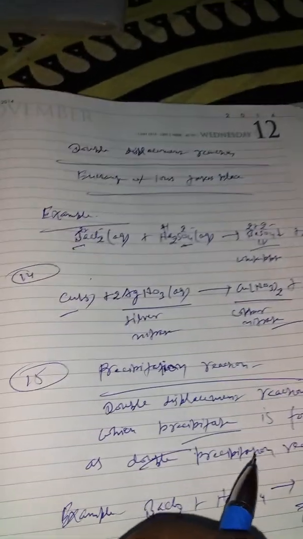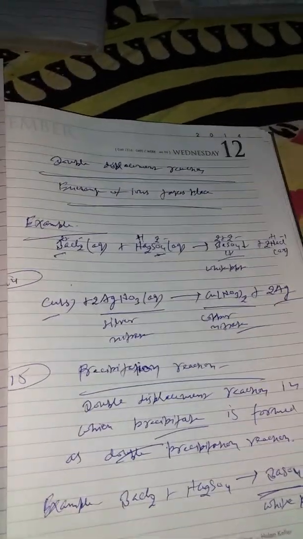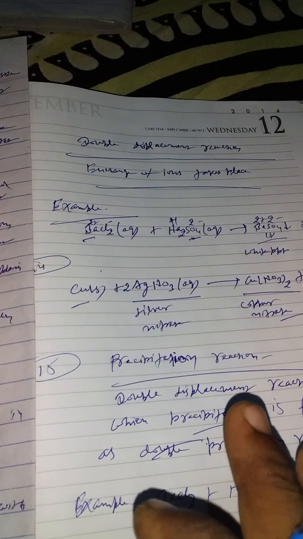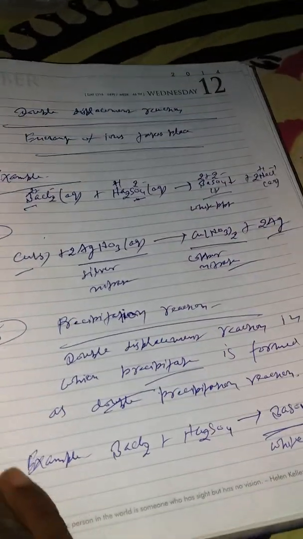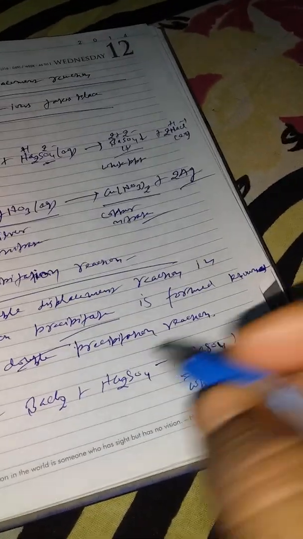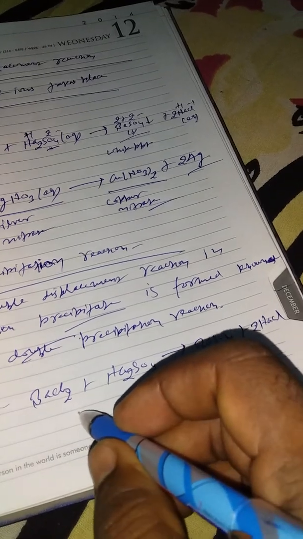So the question is, what do you mean by precipitation reaction? Explain by giving an example. Due to the formation of a precipitate, and it being a type of double displacement, it is also known as a precipitation reaction.